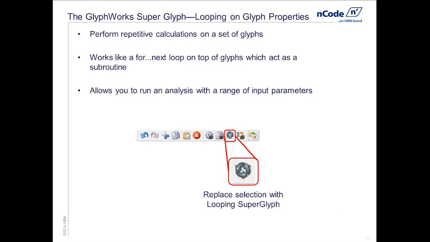If you mouse over this one for a second, you will see the text replace selection with looping superglyph. Functionally, it works in the same manner that a for loop or a while loop in programming languages work. But again, like I said earlier, the beauty here is that you don't need to know a programming language or deal with any of the accompanying syntax and compilation errors that you're sure to run into when learning a programming language. So this enables an extremely powerful capability that could otherwise only be accomplished with actual programming.